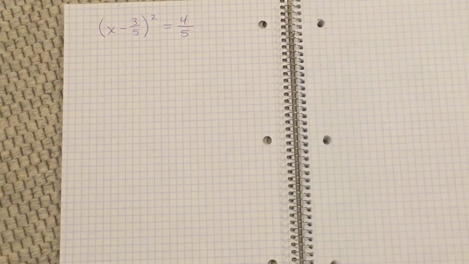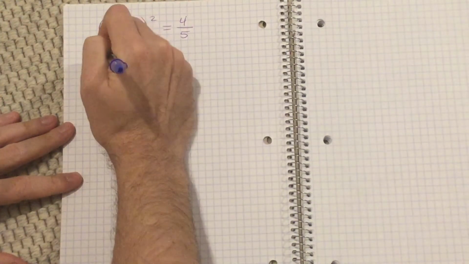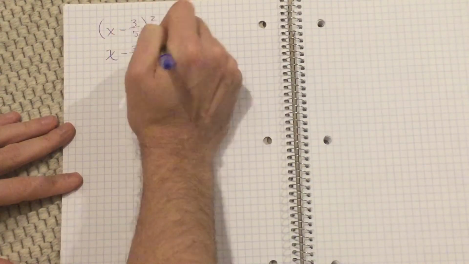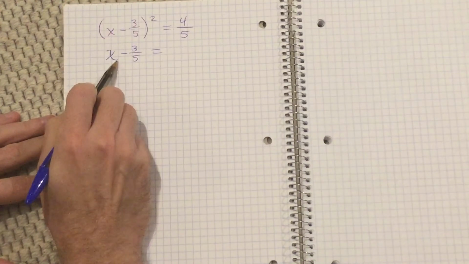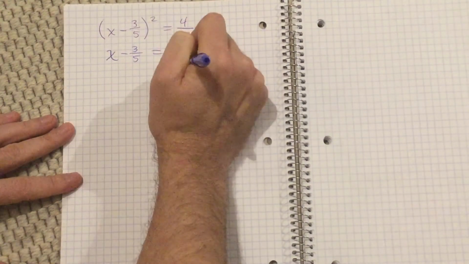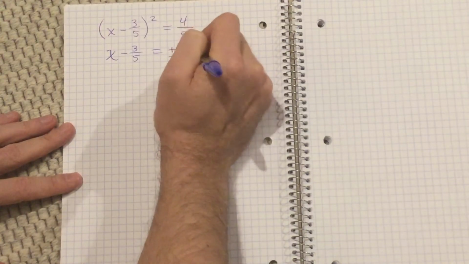All right, like I said, I wanted you to be on the lookout for this video for one of the more complicated problems. And some of you might be thinking, why is this one complicated? The perfect square is already done and factored for us. So I guess to some extent you're right in that if you take the square root of both sides, you'll get x minus 3/5 equals positive or negative square root of 4/5.